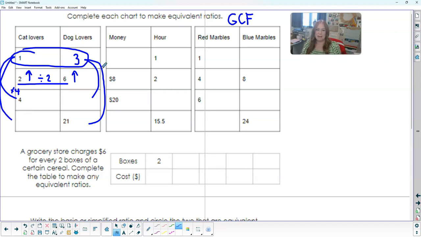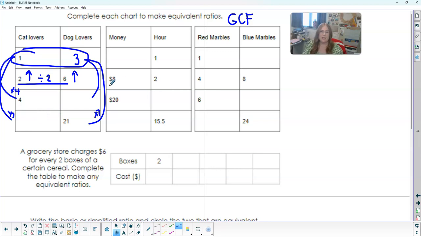1 times that same number goes here. So 3, 6, 9, 12, 15, 18, 21. I'll help you out on this one. So it's times by 7. So now I need to do 1 times 7 to go here.